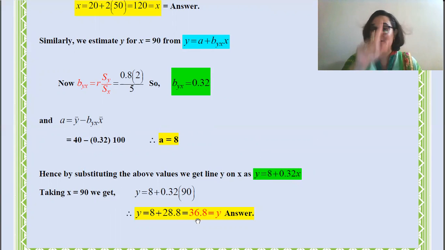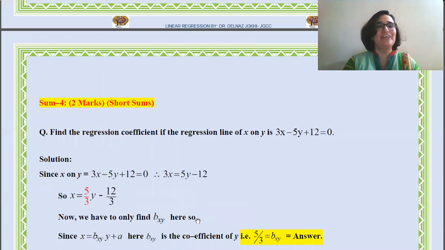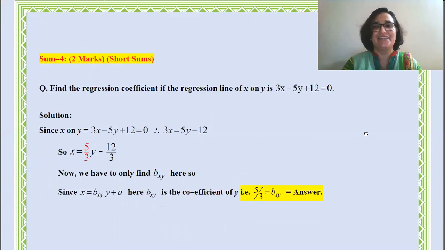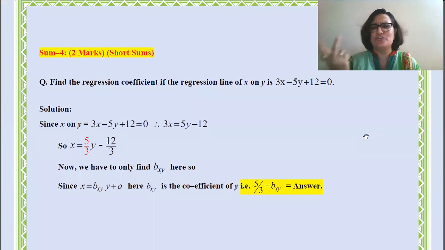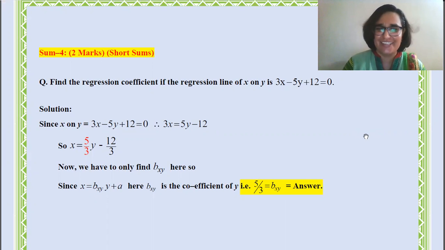Did you understand? Quickly go through. I'm giving you a second. Understood? Great going. Very good. Very impressive. चलिए अभी फटाफट short sums कर लेते हैं. Okay, short sums, 2 marks. Sum number 4, short sum for 2 marks on your screens now.